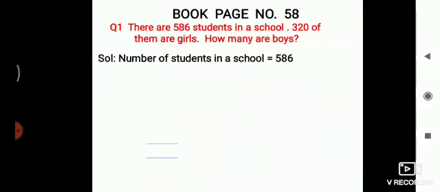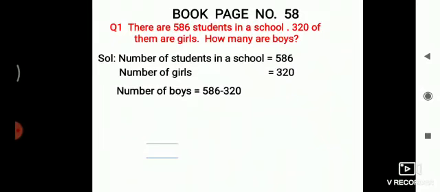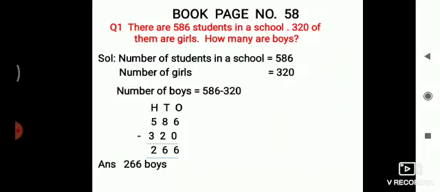First, look at the statements. Number of students in a school is equal to 586. Number of girls is equal to 320. Number of boys is equal to 586 minus 320. Now, we will subtract 320 from 586. 6 minus 0 is 6. 8 minus 2 is 6. And 5 minus 3 is equal to 2. So, the answer is 266 boys.